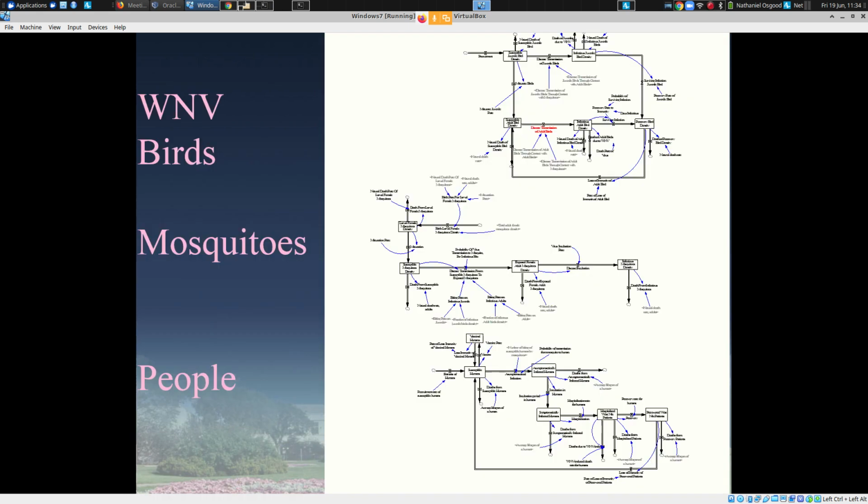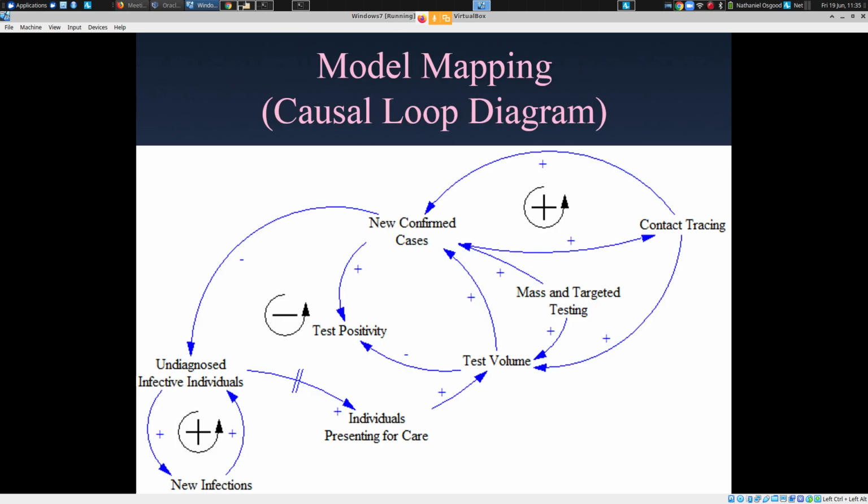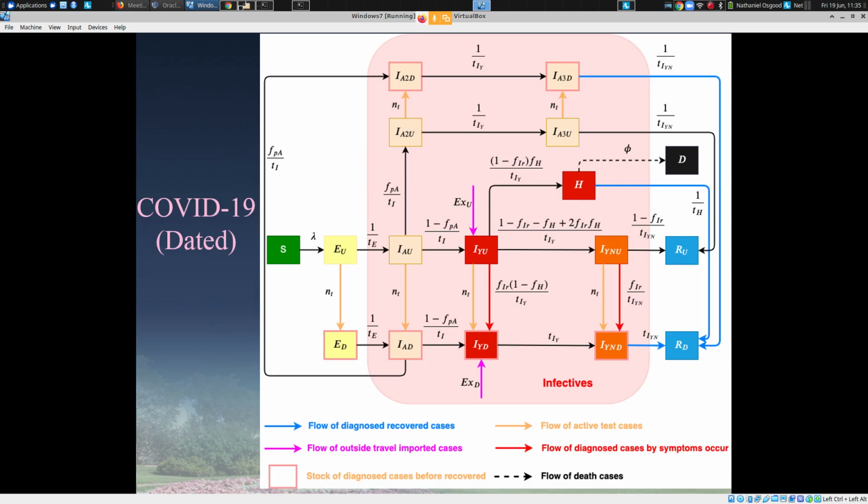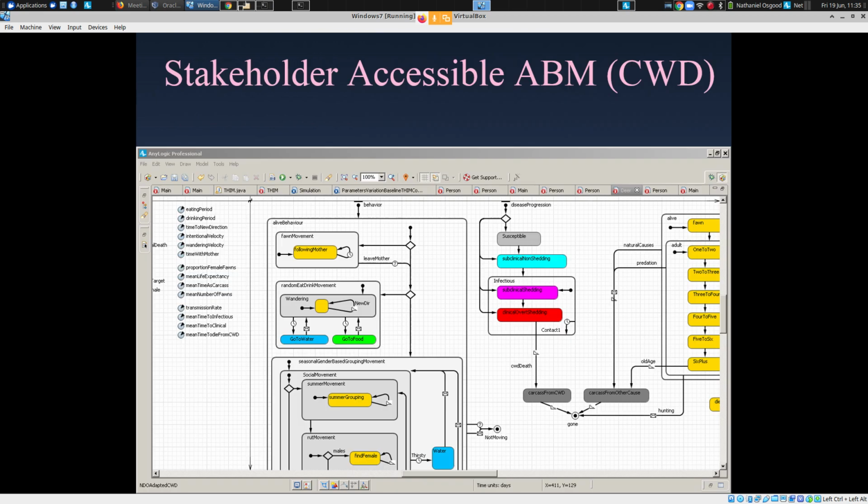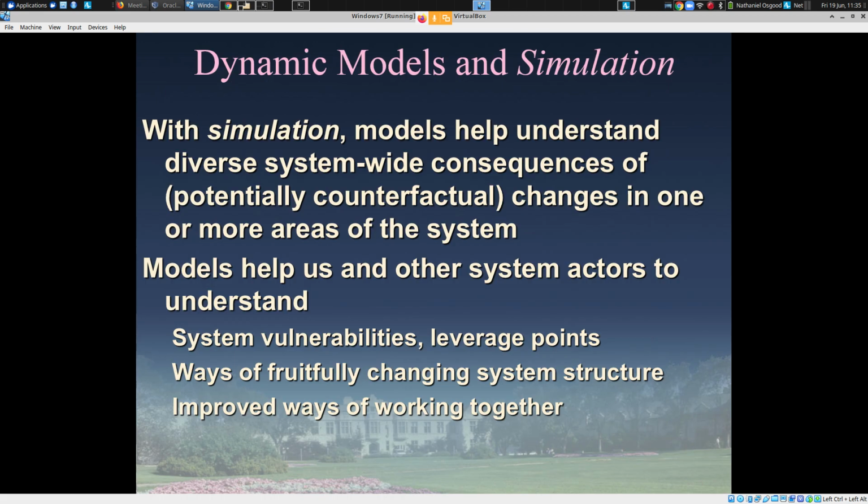Now, models as boundary objects are useful. They allow us to put this in front of people and say, what am I missing? Critique it. Help me understand what I need to add to it to make it more believable or more credible according to your best understanding.